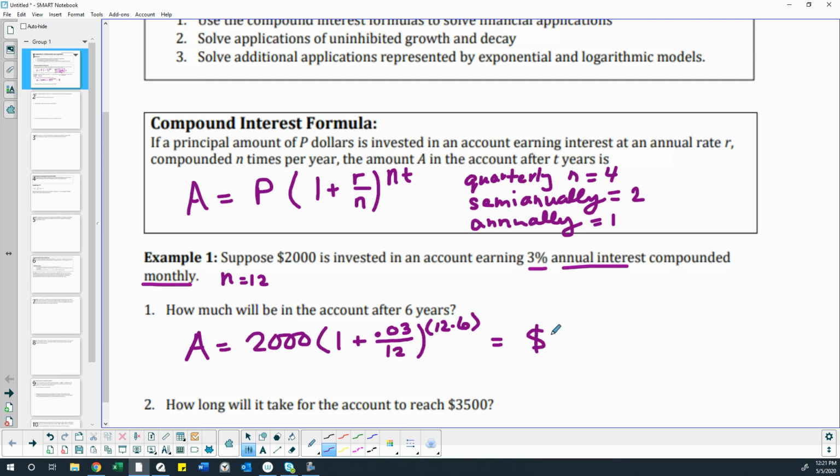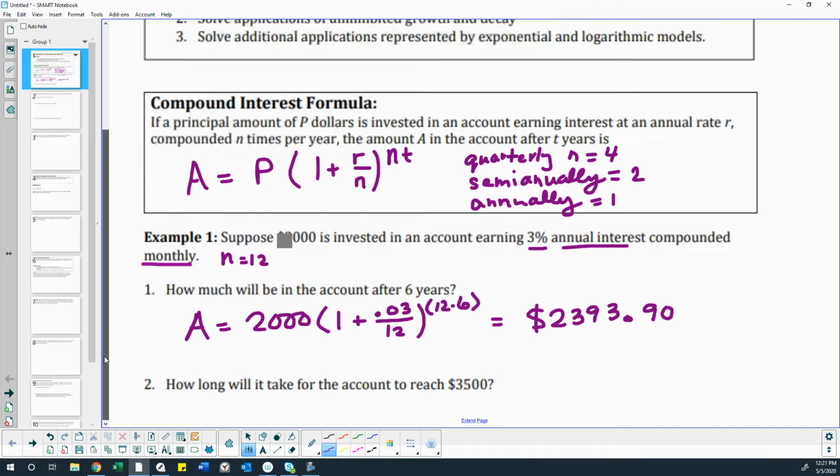Okay, so after 6 years, the answer I'm getting is 2393.896, and since this is money, I'm going to round it to the nearest cent, so I'm going to round that to 90 cents, because the 6 rounds my 89 up to 90.